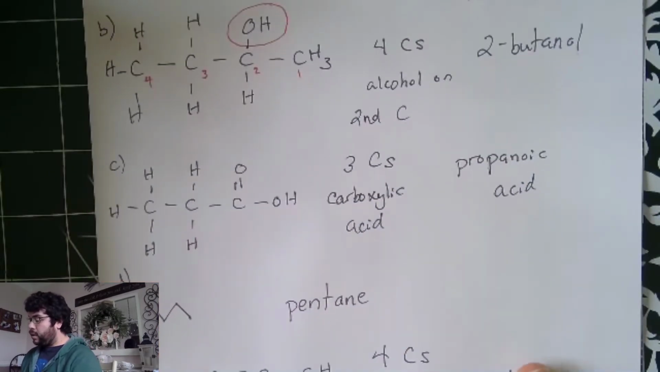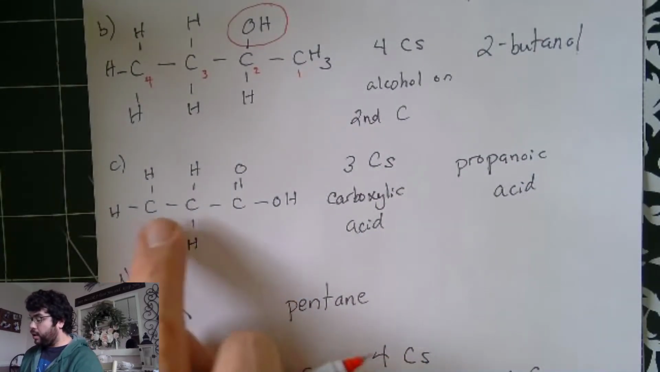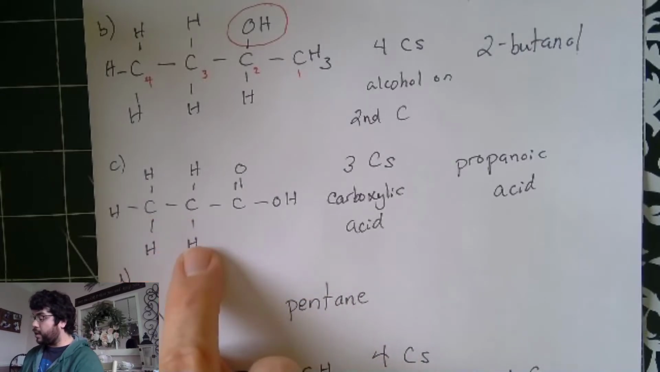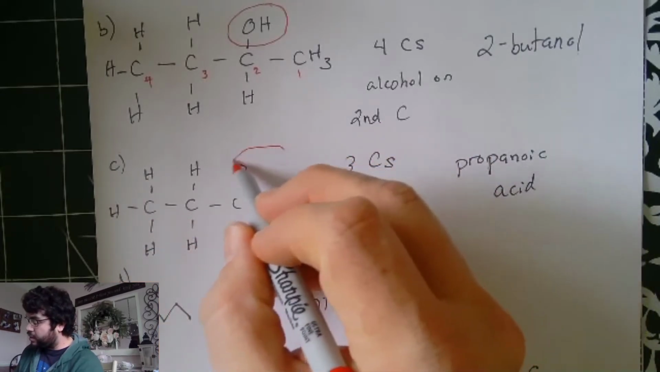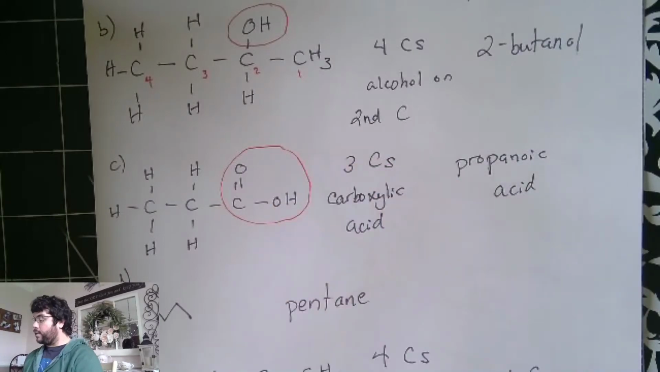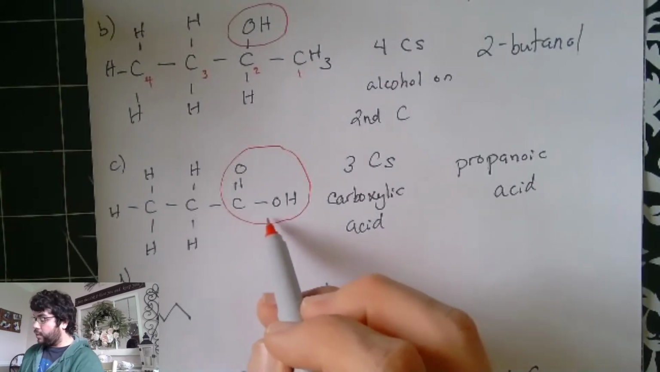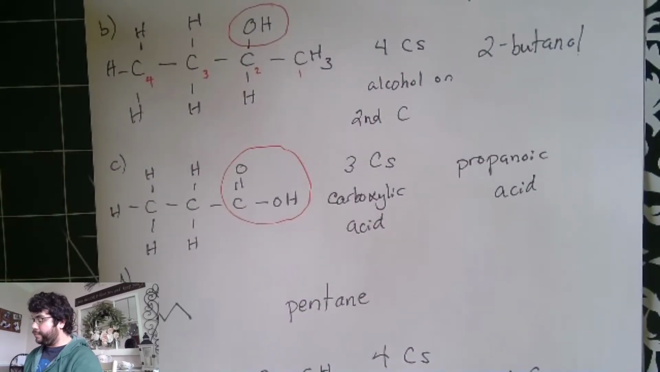C, we have this structure right here. There are 3 carbons. So we're going to have some kind of 3-carbon carboxylic acid, because this functional group is right here. That's a carboxylic acid. And I'm going to call that propanoic acid. 3 carbons for prop, and then this is the carboxylic acid functional group, propanoic acid.